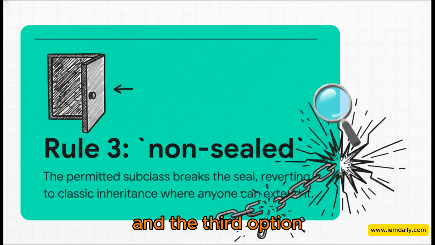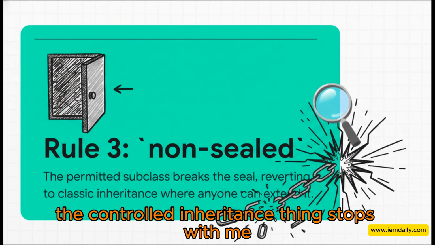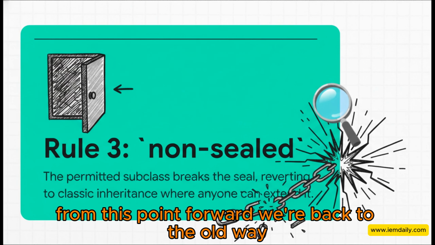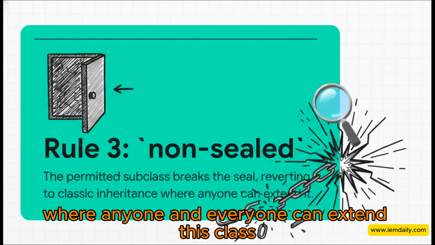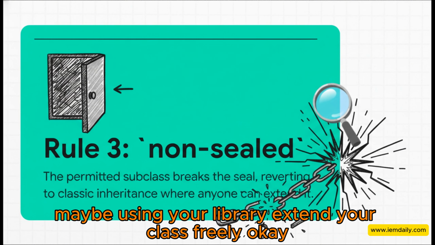And the third option, non-sealed, is kind of your escape hatch. It basically says, okay, the controlled inheritance thing stops with me. From this point forward, we're back to the old way, where anyone and everyone can extend this class. This is super useful if you want to let other developers, maybe using your library, extend your class freely.